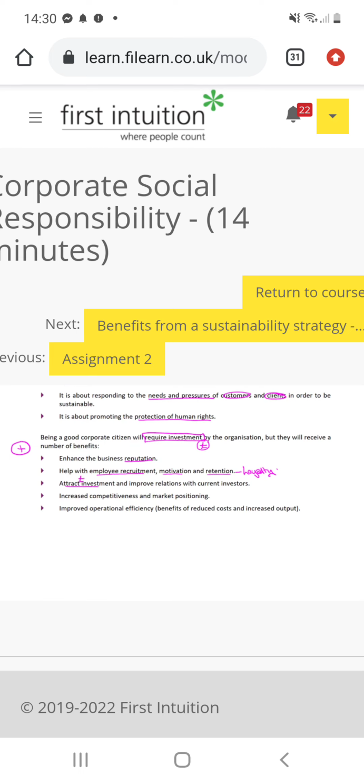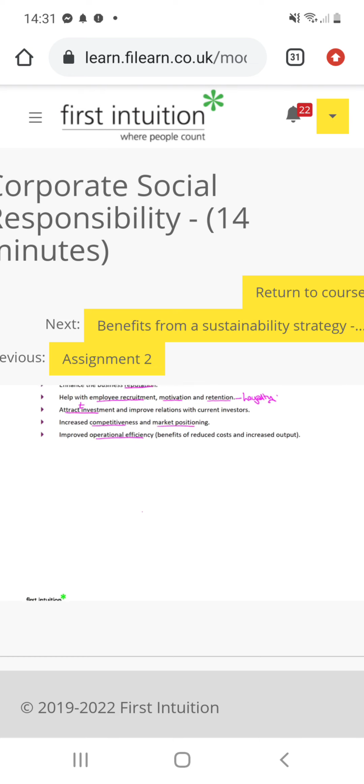CSR can also help attract investment and improve relations with current investors. Having the right stance, the organisation recognising we have adopted good practices that will benefit us in the future. It will help increase competitiveness and market positioning. Perhaps we're using more recycled materials, they're typically cheaper. It can help improve our processes and reduce costs as well. So it's about operational efficiency as well. More output with less input.